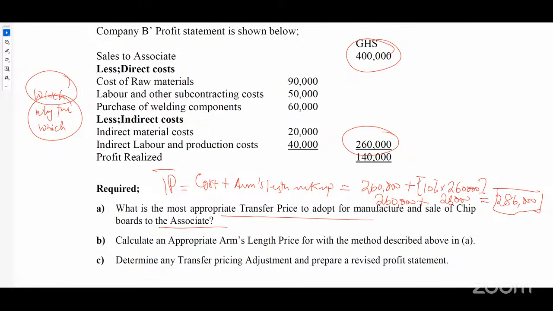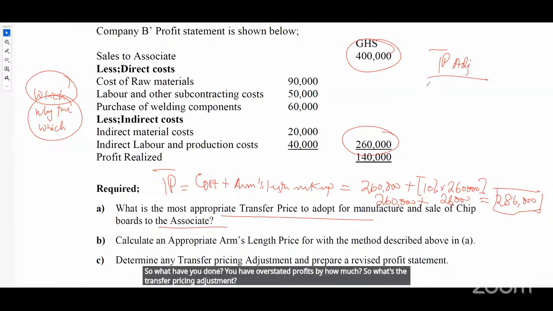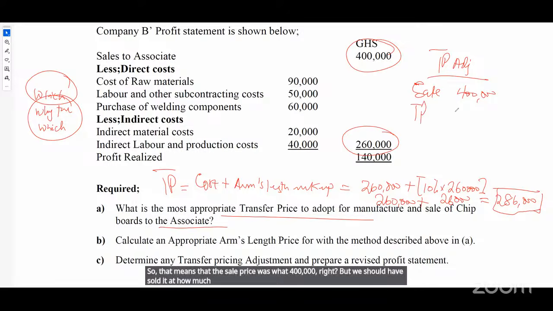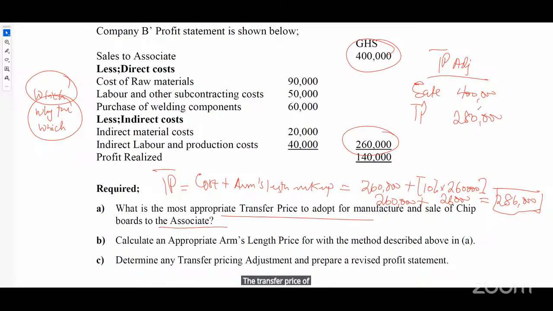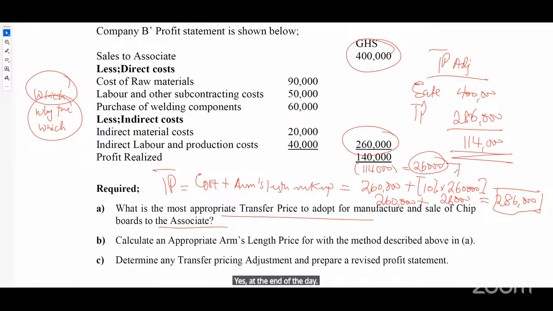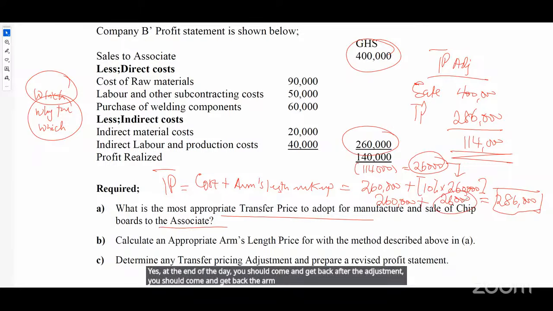So what have you done? You have overstated profit. So what's our transfer pricing adjustment? The sale price was 400,000, right? But we should have sold it at how much? 286. The transfer price of 286. That means 114,000 should be passed back from the profit. So if I subtract 114,000 from the existing profit of 140, what do I get? Is it not the 26,000 that I get? Yes. So at the end of the day, after the adjustment, you should get back the arm's length profit.